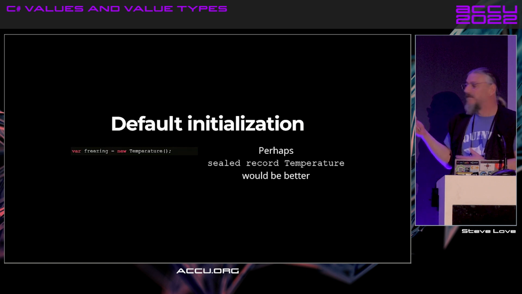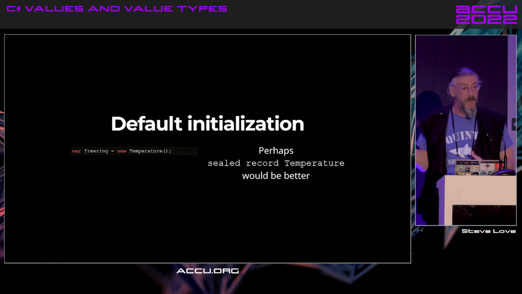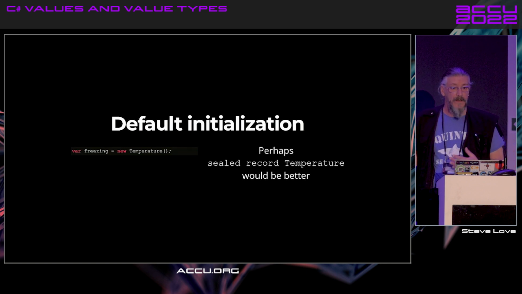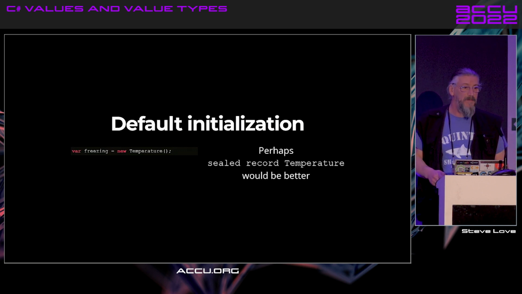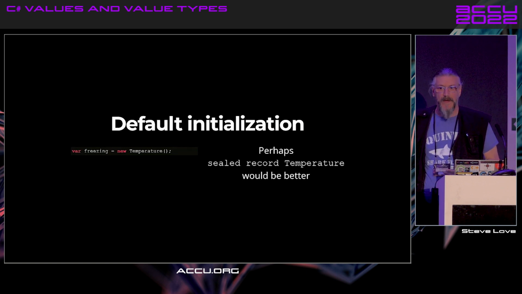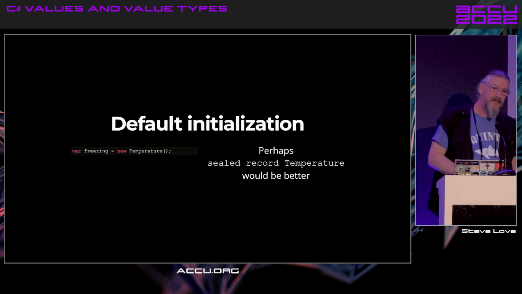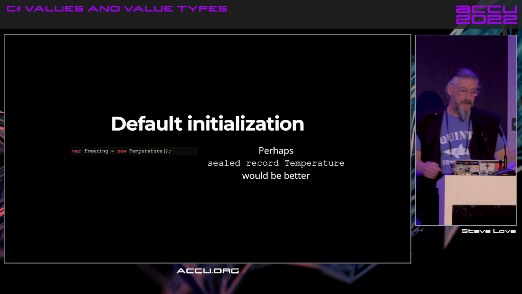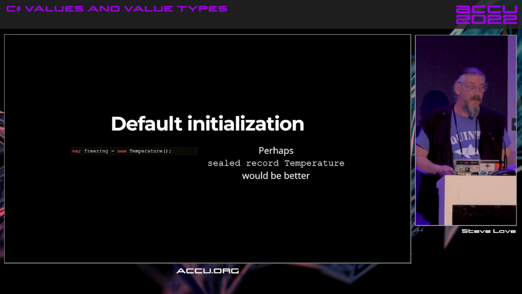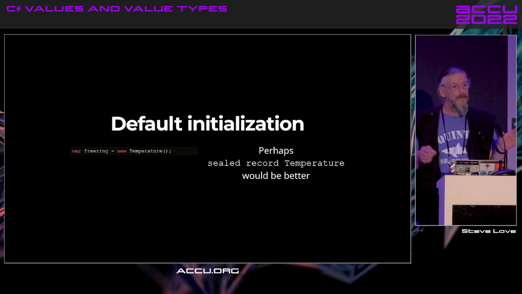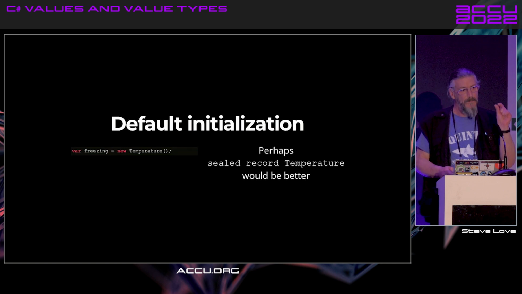So maybe a sealed record for Temperature would make more sense, just on the grounds that we cannot default initialize it. That would probably be my choice. But then, by making it a record instead of a record struct, there are other things that we have to contend with, such as the fact that the methods are all virtual, whether the record is sealed or not. And that has a small but measurable cost.